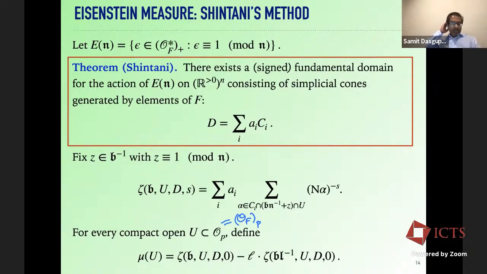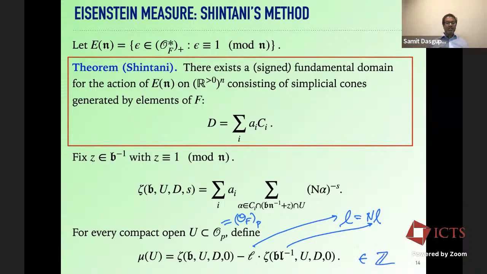An interesting thing is that if you take a certain linear combination of two of these, this is the smoothing done explicitly in the Shintani context. You take one zeta function and you subtract off the value of another one, weighted by the norm. So this L is the norm of my Gothic L. I don't know how to indicate that; they kind of draw them both the same way, but this L is the norm of this cell. Then if you take this linear combination, you can prove that you actually get an honest integer. It lives in Z. And in this way I get a measure on O_P.